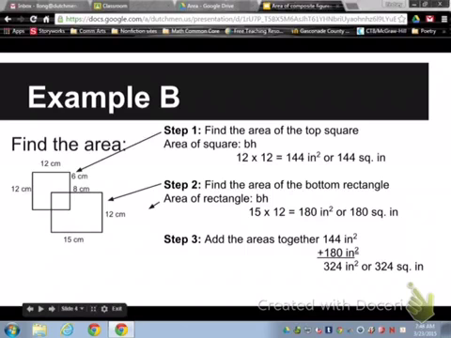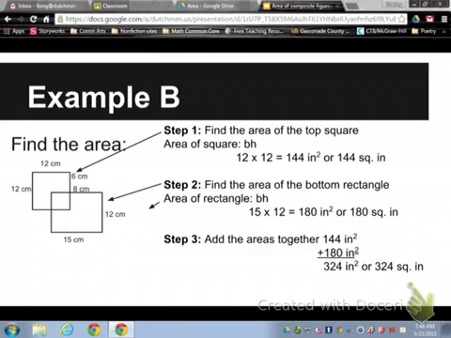Example B. Similar but a little different. We're finding the area of this figure. But as you notice, there is an area on here that is overlapping. So we have to take that into consideration when we're working with this figure. But let's go through the steps. Step one is to find the area of the top square, because if you look, both of these are two quadrilaterals that are overlapping. So we find the area of the top square.